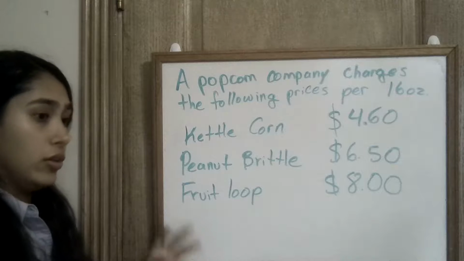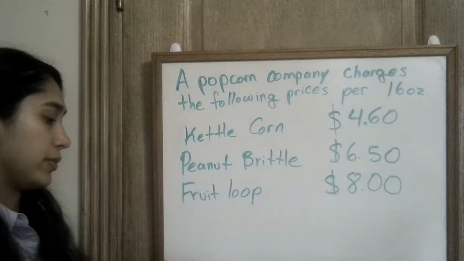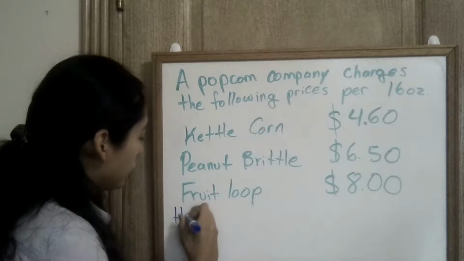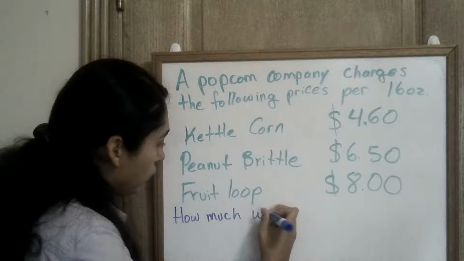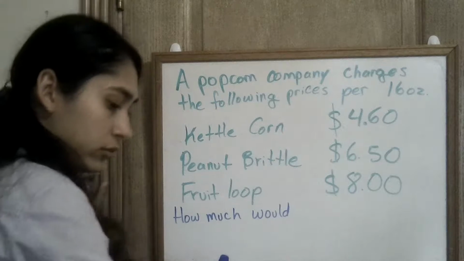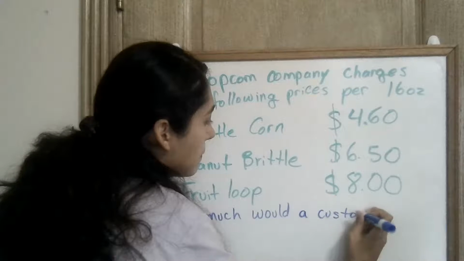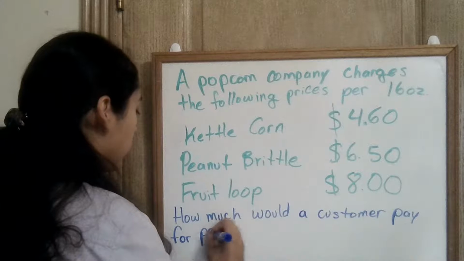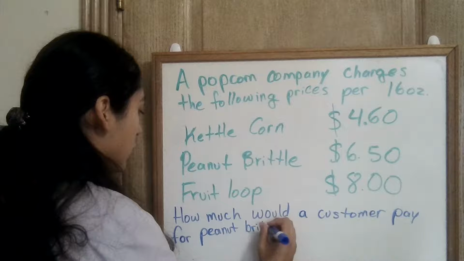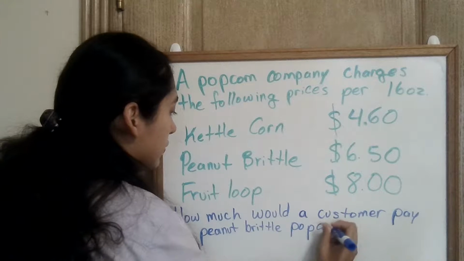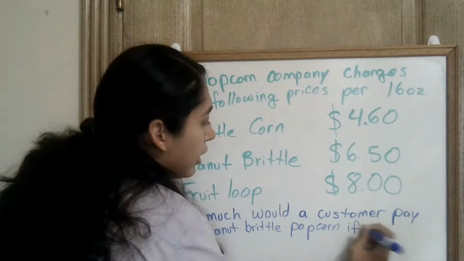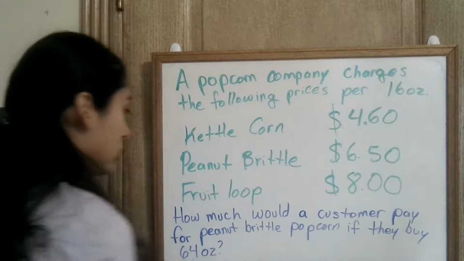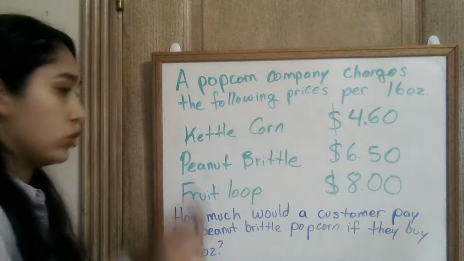Now it's going to ask a true question, and this is where we're going to need an extra bit of information. With this, we can't really do anything. There's one more bit of information, and that is sometimes in the question itself. How much would a customer pay for peanut brittle popcorn if they buy 64 ounces?